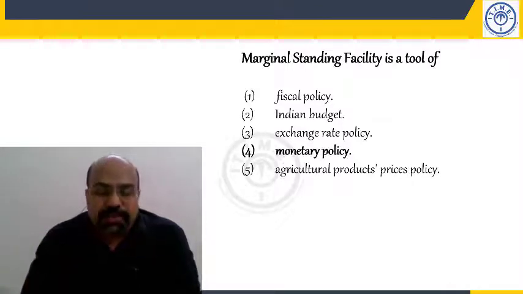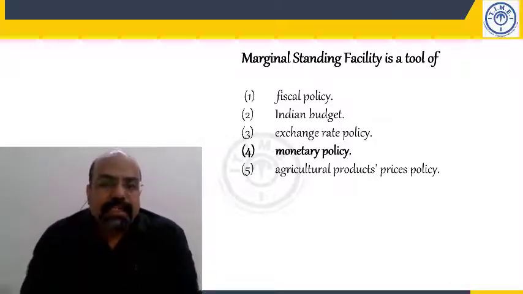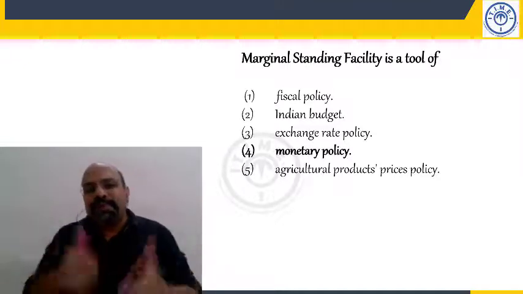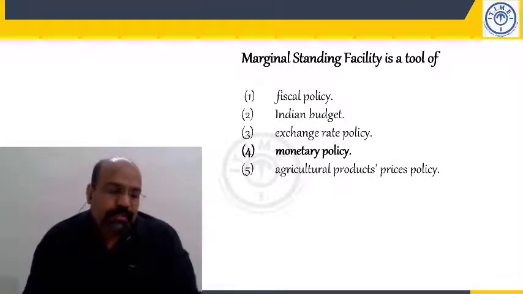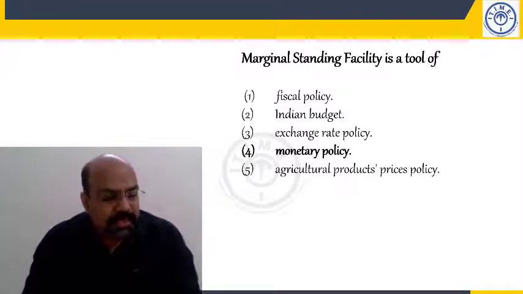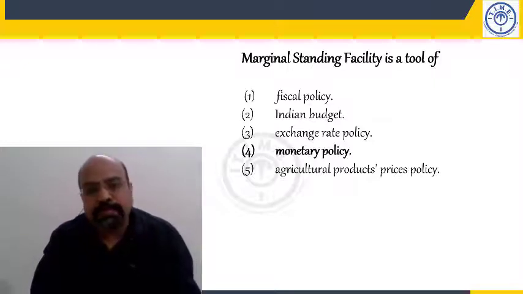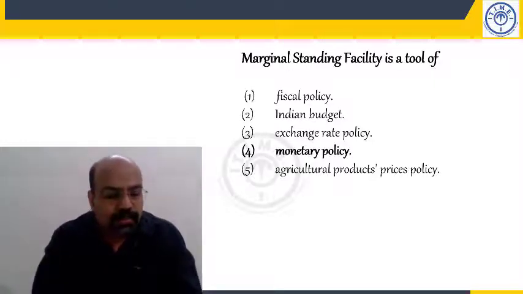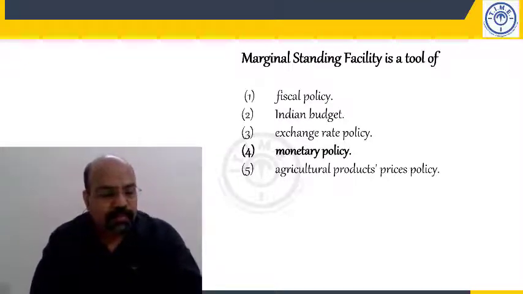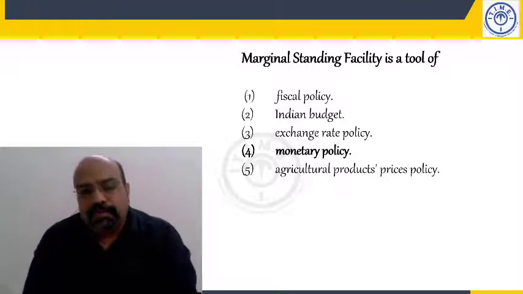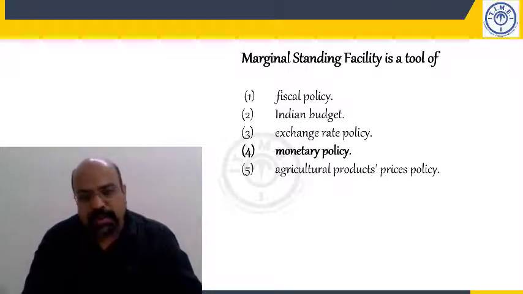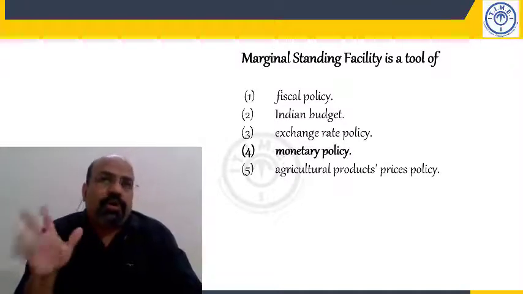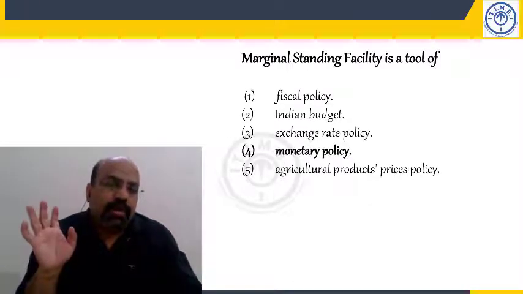Marginal standing facility. Underline that. First point: penal interest rate. Penal, P-E-N-A-L. Penal means punishment. Penal interest rate at which banks borrow from the RBI. Next, it is always above the repo rate. Always above the repo rate.